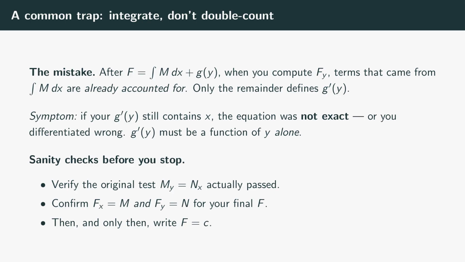One trap deserves its own slide, because it trips up almost everyone the first time. After you write f as the integral of m with respect to x plus g of y, and then differentiate with respect to y to find g prime, remember that the terms which came from integrating m are already accounted for. Only the genuine remainder defines g prime.